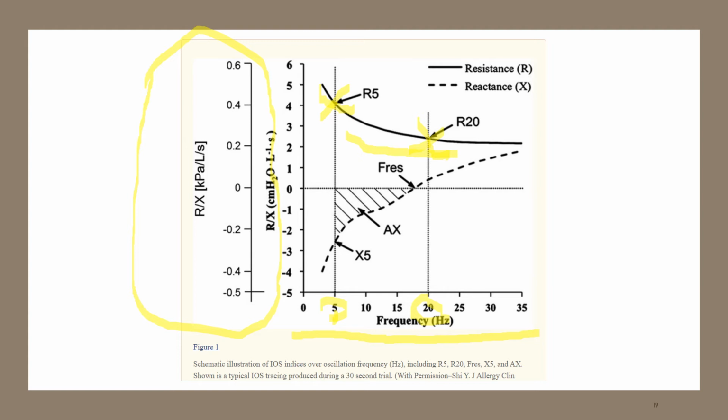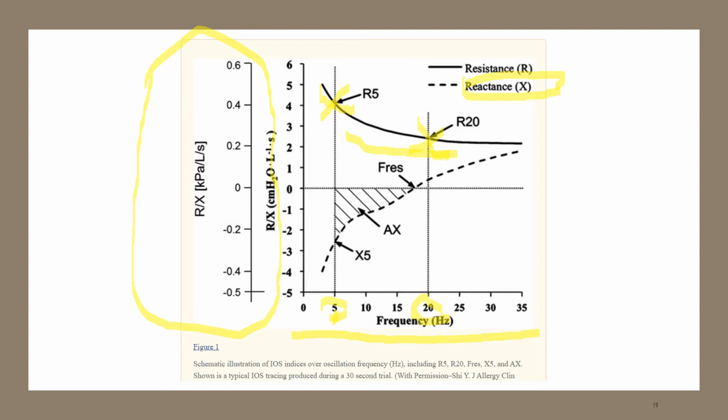Now let's look underneath, at the bottom of the graph. Remember I was telling you the bottom part is commonly known as reactance. See the X right there? Another word for reactance is compliance of the lung. We were talking about patients who have stiff lungs, like ARDS or fibrosis. These patients have very stiff lungs. So instead of calling it R5 and R20, they call it X5, which is a measurement of reactance or compliance of the lung.